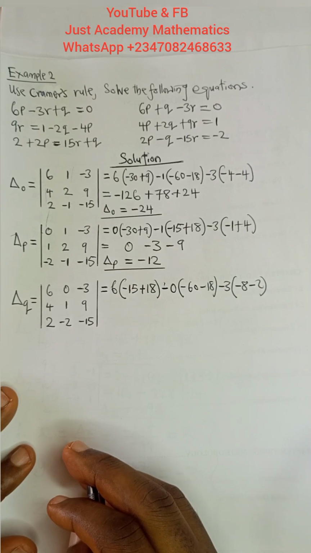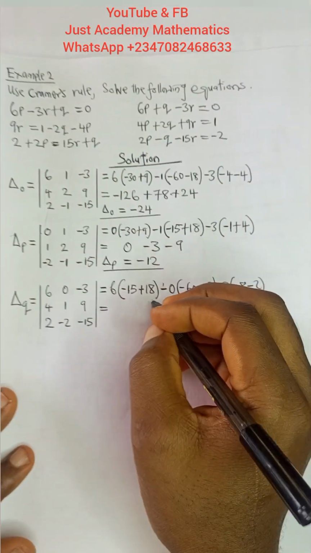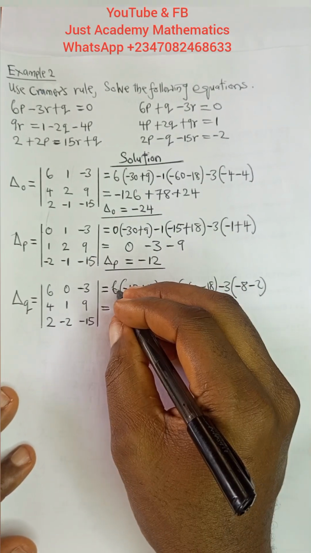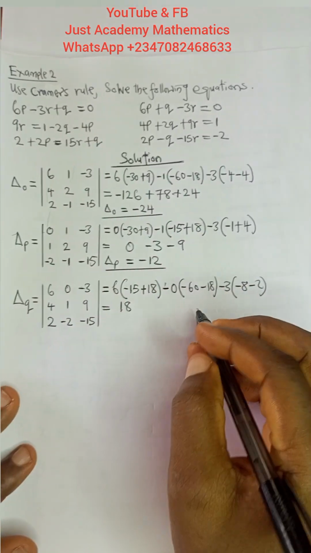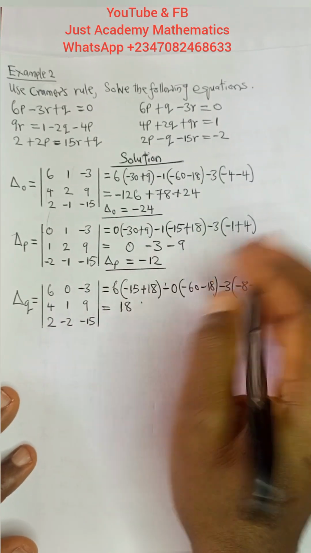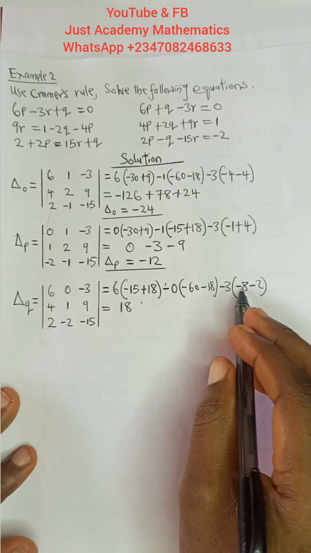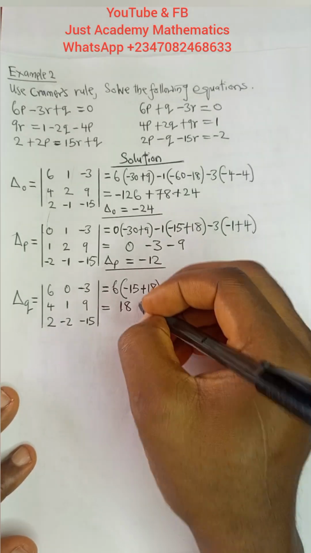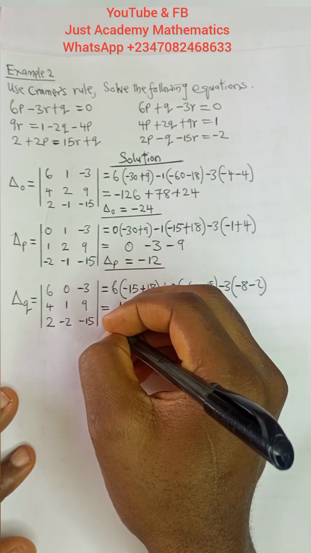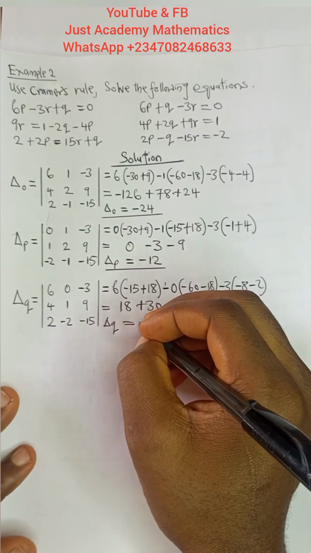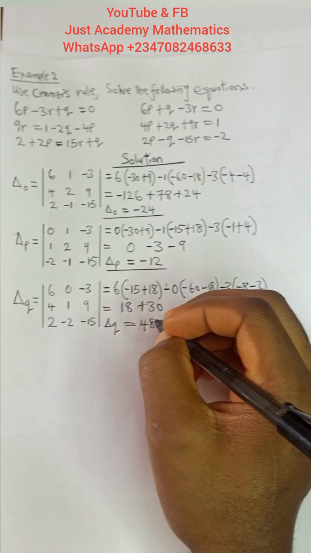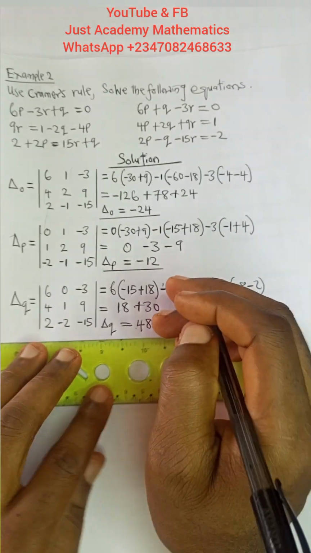So here we have equal to plus 3 times 6, that is 18. This is 0, of course. 0 is out. Why is this one minus 10 times minus 3? That is plus 30. So change in Q is equal to what? 48. Change in Q is equal to 48.